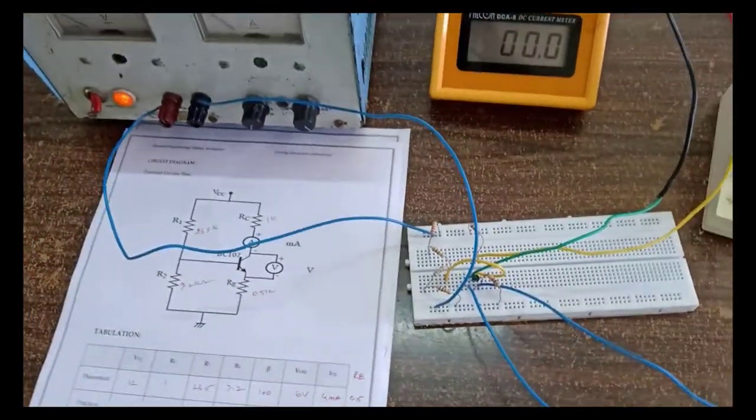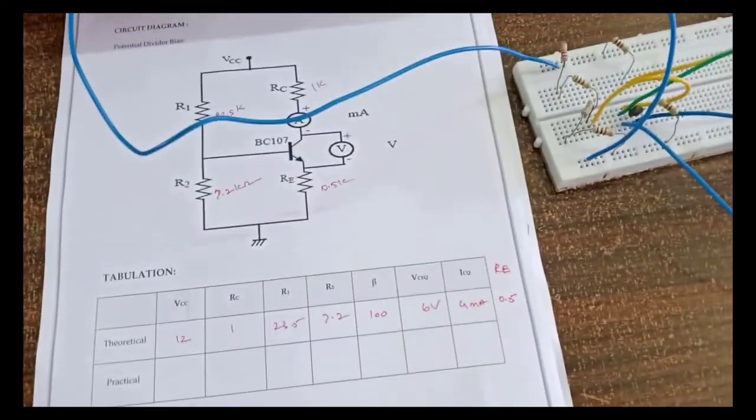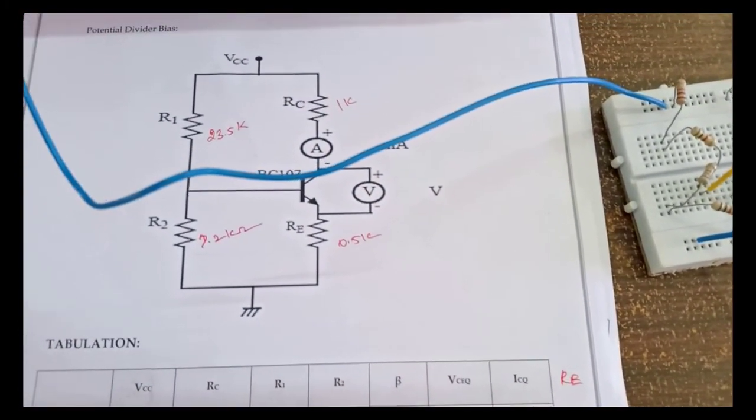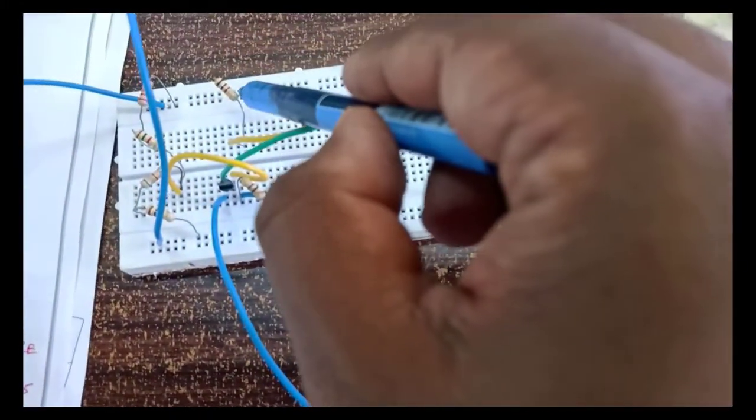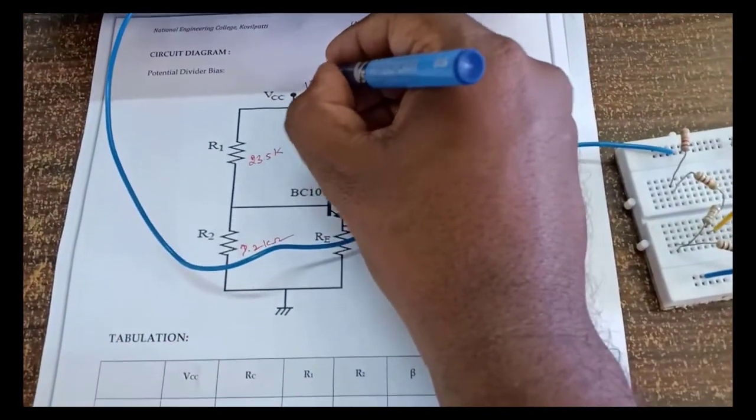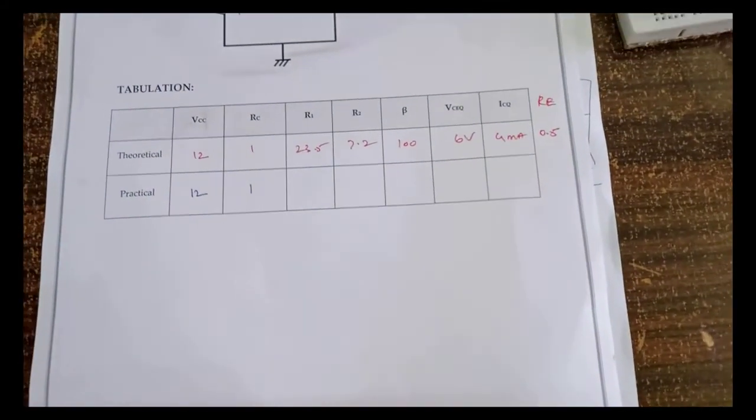This is the circuit diagram of potential divider bias. We have four resistances in the design: RC is 1 kilo ohm, RE is 0.5, R1 is 23.5 and R2 is 7.2. For RC, the practical value is also 1 kilo ohm. The VCC is 12 volt here, and the practical value can also be set as 12 volt.